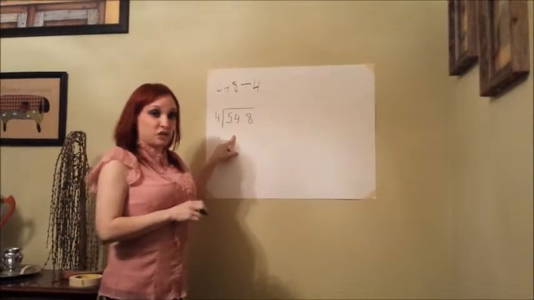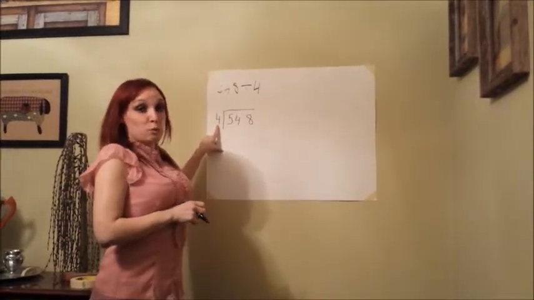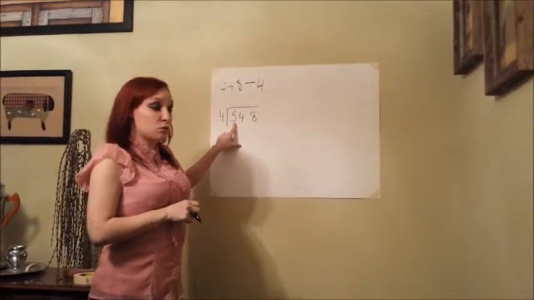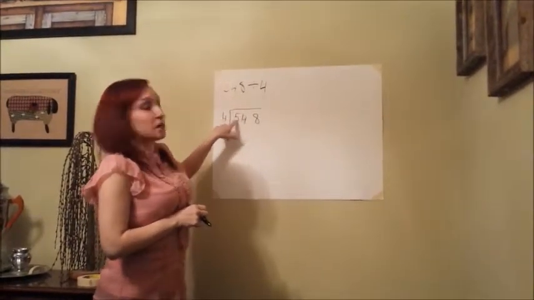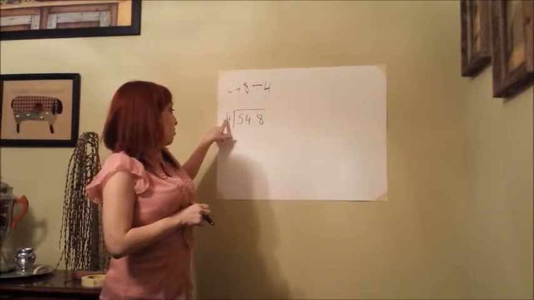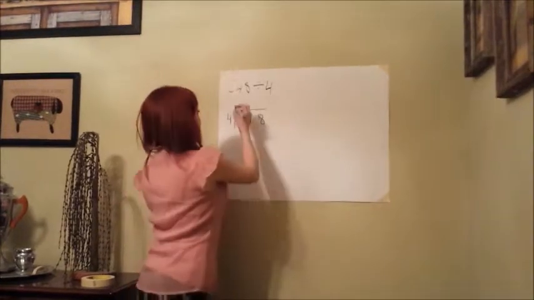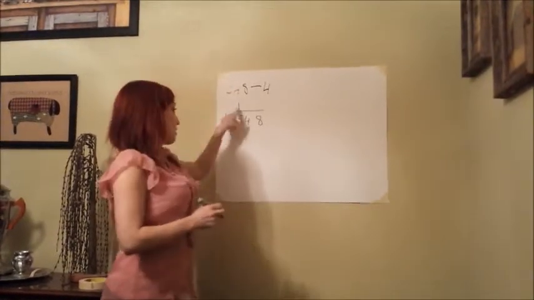Think back to your multiplication facts. 4 times 1 is 4. 4 times 2 is 8. 8 is bigger than 5. So we can't put a 2 here because we can't have an 8 underneath here. So we have to use 1. We always have to go with the one that's smallest. So we'll write a 1.